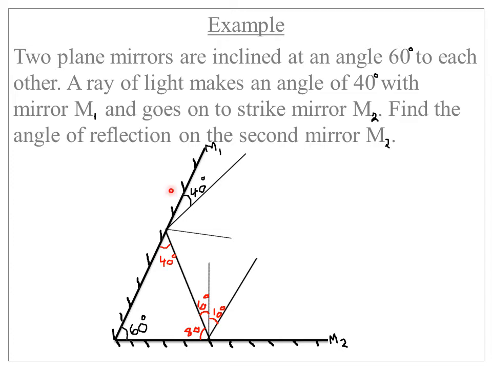Another example here involving inclination of plane mirrors. So an example reads that two plane mirrors are inclined at an angle of 60 degrees to each other. A ray of light makes an angle of 40 degrees with mirror M1 and goes on to strike mirror M2. Find the angle of reflection of the second mirror M2. Now remember, we said that the angle of reflection is simply the angle between the normal and the reflected line.